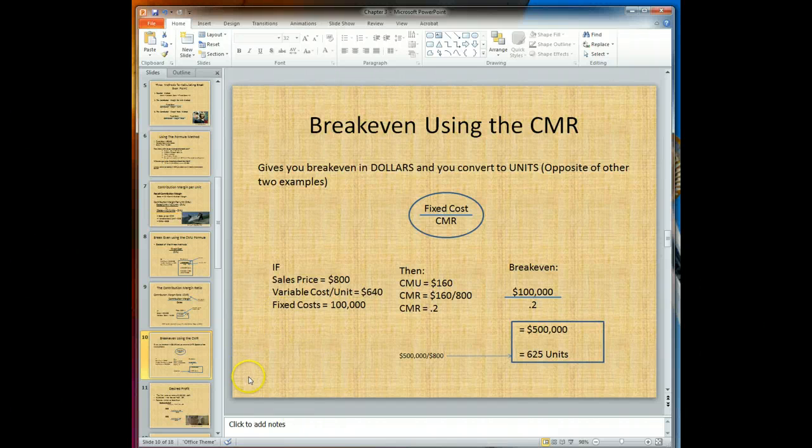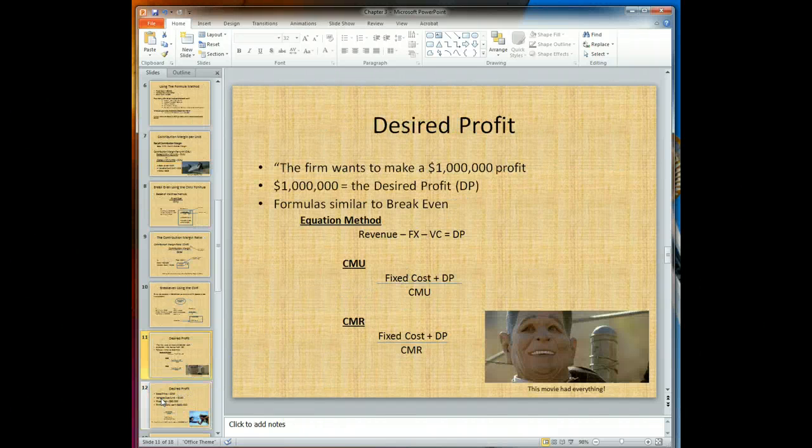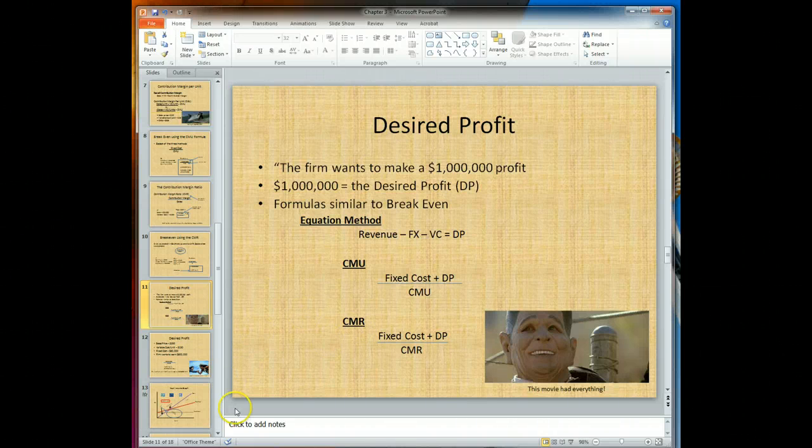Like I said, I use this about twice a semester, or twice a year, once each semester. All right, desired profit. Let's see, the firm wants to make $1,000 profit. You're going to see problems set up like that, or they want to make $1,000 profit, or they hope to make $1,000 profit. Those are called desired profit. It's how much profit you want at the end of the day.